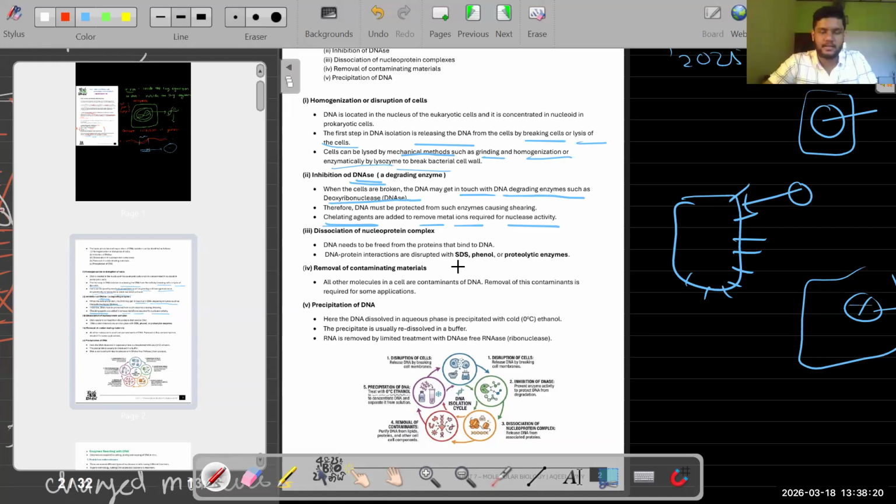Clear, right? So is this second point clear? Inhibition of DNases. The complete second point, is it clear? As soon as we expose the DNA, the second step is we should protect that DNA. Because if we lose the DNA, we have not achieved what we want. We have to protect what we extracted. So the second step is mainly based on how we can protect it. Clear, right? Shall I move to the third point?